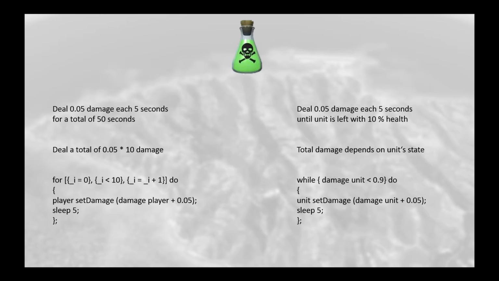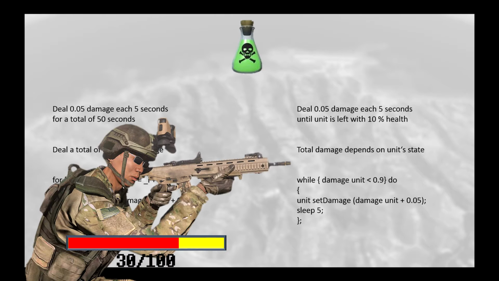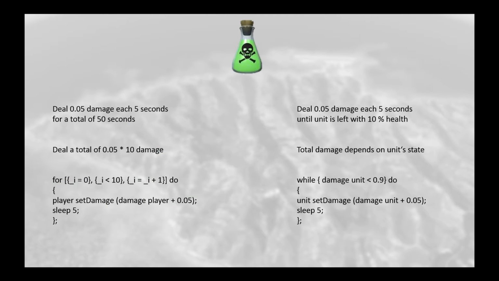Today we are going to talk about the second case, repeating code an undefined amount of times. This is the main topic of this video. I'll give you an example. The bleeding effect for AI units is more deadly and cripples the unit much more, dealing damage until the unit is left with 10 health points. We can't say ahead how many times the damage needs to be dealt. It has to repeat until the unit has 10% health left.